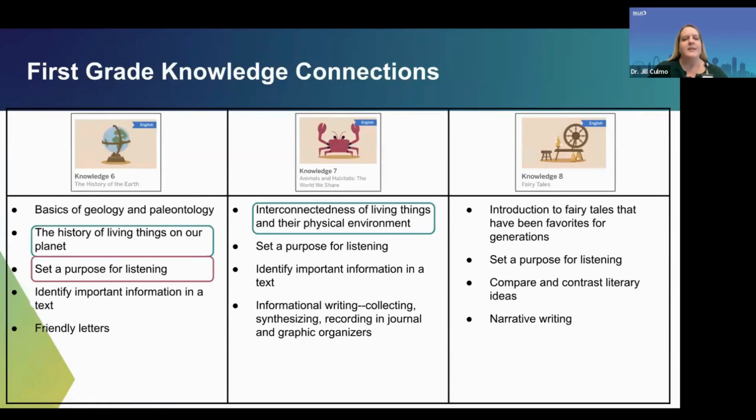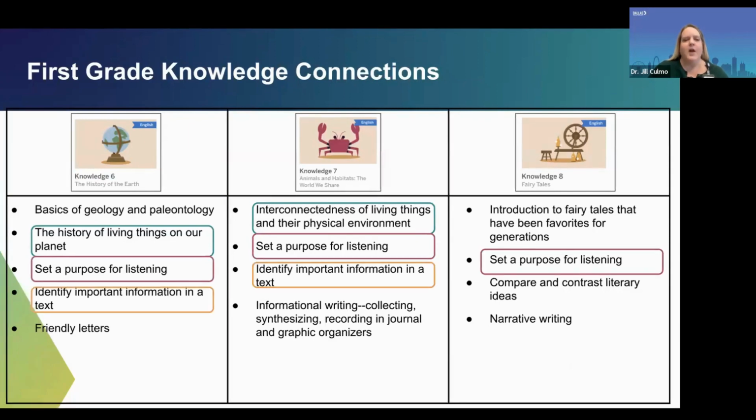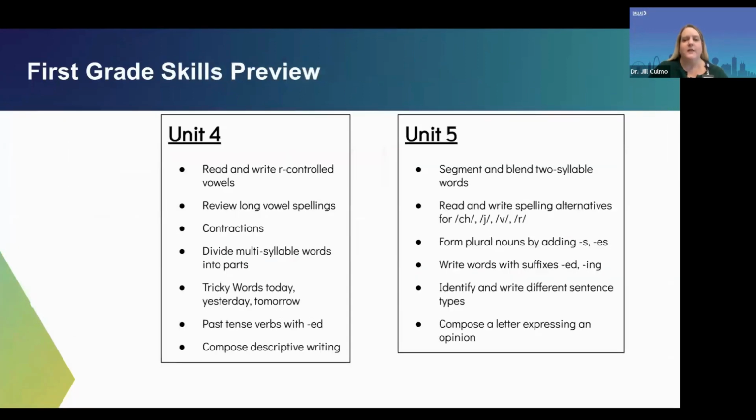You can see that students will be talking about living things both in Knowledge 6 and in Knowledge 7, and how those things are connected to one another. In each of the 3 units, students will have to set a purpose for listening to the read-alouds. They also will be identifying important information in the informational text in Knowledge 6 and Knowledge 7.